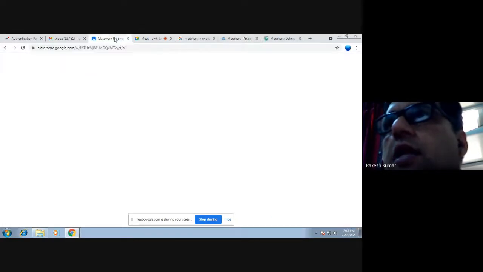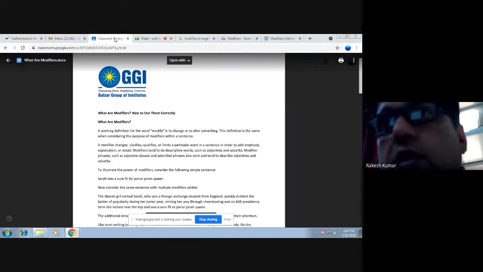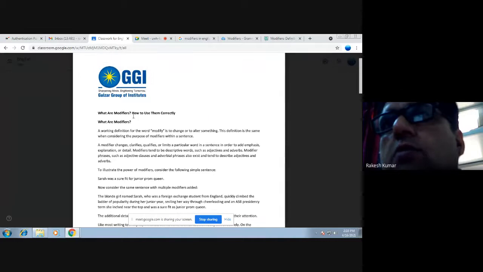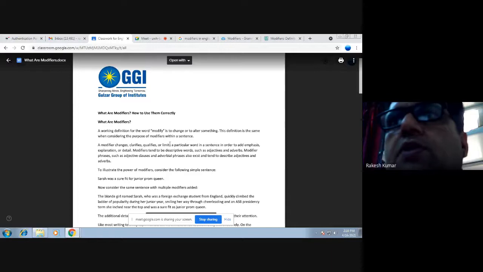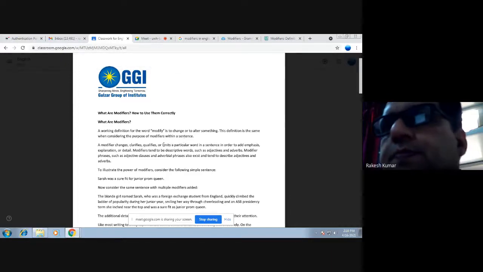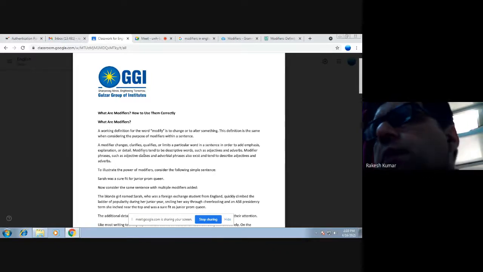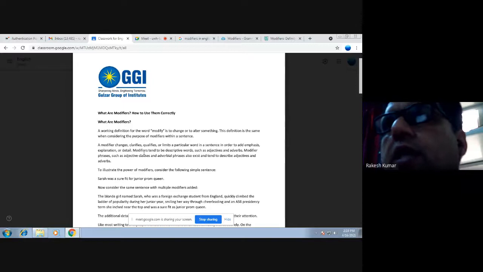So I can see that same thing in your classroom. This is what is mentioned there. What are modifiers? How do we use them correctly? A working definition for the word modify is to change or to alter something. This definition is the same when considering the purpose of modifiers within a sentence. A modifier changes, clarifies, qualifies, limits a particular word in a sentence in order to add emphasis, explanation, detail.